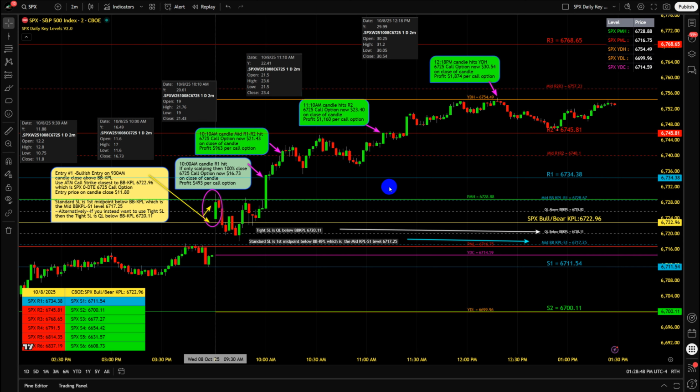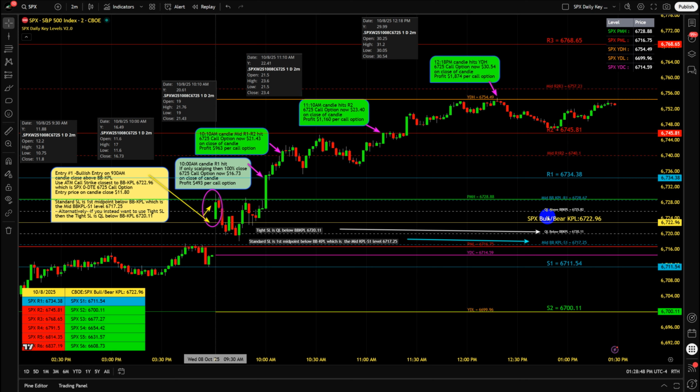Some of you may already be familiar with how this indicator works, but for those who are not, I'll run through how it works quickly. At 9:30 a.m. Eastern New York time, when the SPX CBOE index opens, you will get the daily key levels updated on your chart. The most important level of the day is your SPX bull bear key price level, abbreviated KPL, and for today's session it was 6729.6.